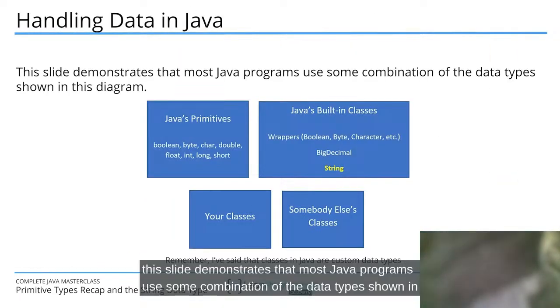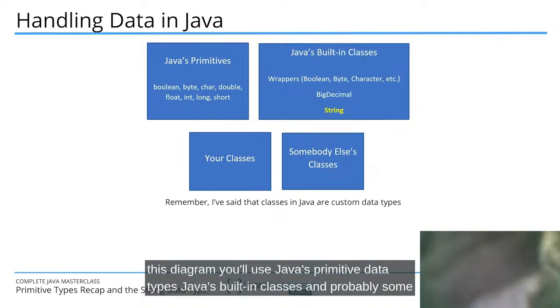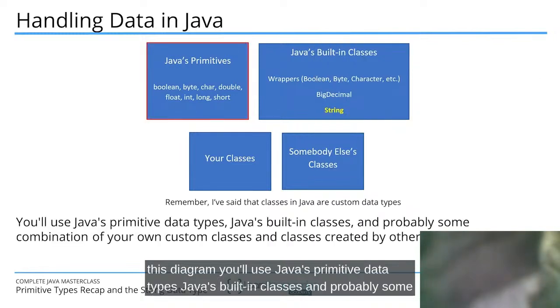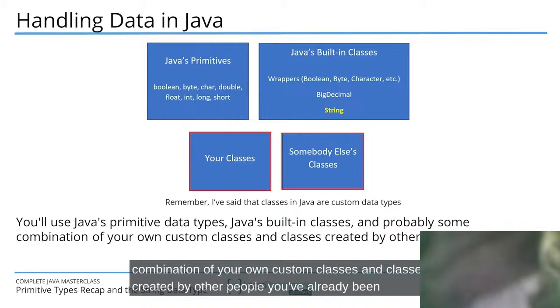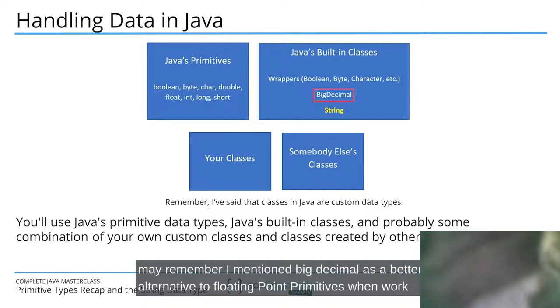This slide demonstrates that most Java programs use some combination of the data types shown in this diagram. You'll use Java's primitive data types, Java's built-in classes, and probably some combination of your own custom classes and classes created by other people. You've already been introduced briefly to a few of Java's built-in classes. These were the wrapper classes, and you may remember I mentioned BigDecimal as a better alternative to floating point primitives when working with currency.